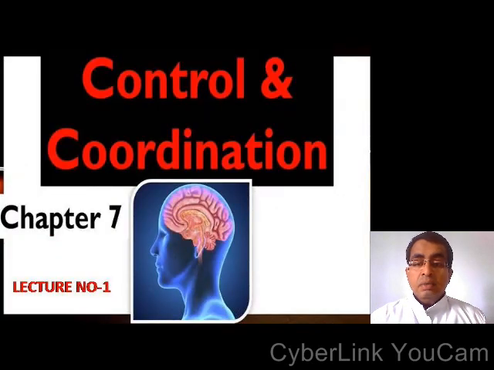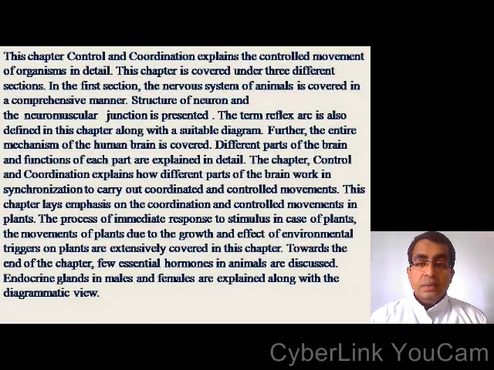Today, we begin a new chapter, Chapter 7, Control and Coordination. This chapter, Control and Coordination, explains the controlled movement of organisms in detail. This chapter is covered under three different sections. The first section, the nervous system of animals, is covered in a comprehensive manner.